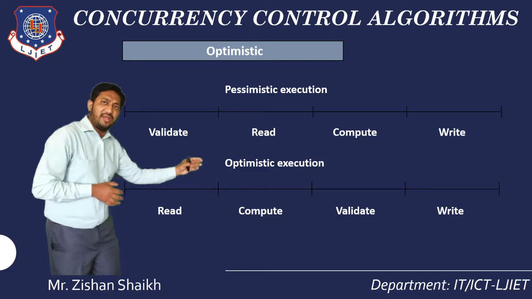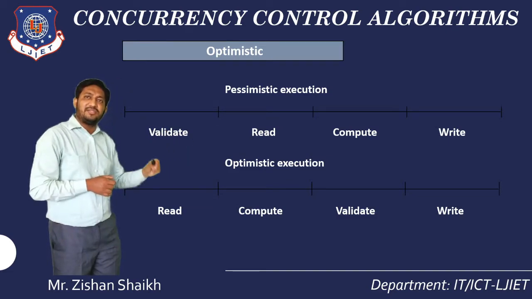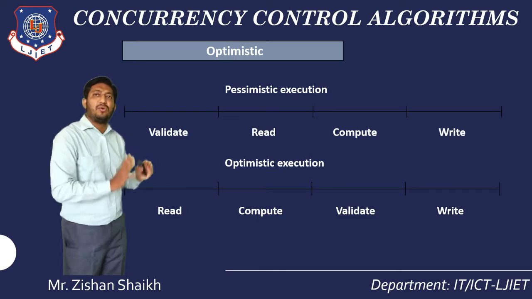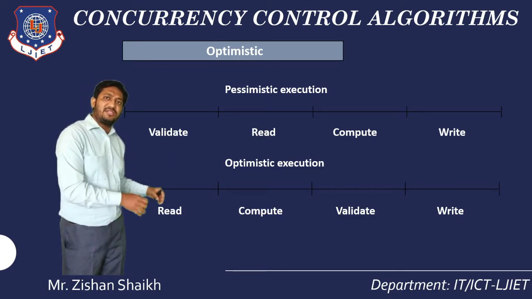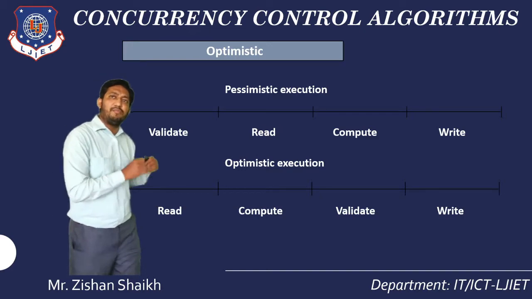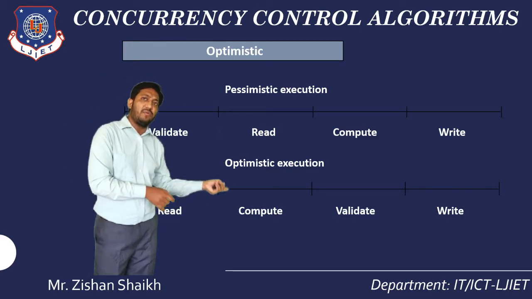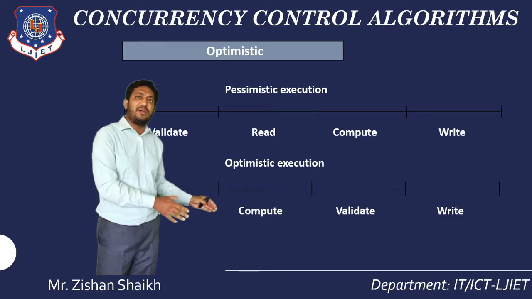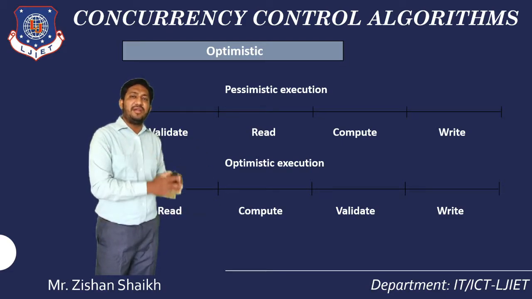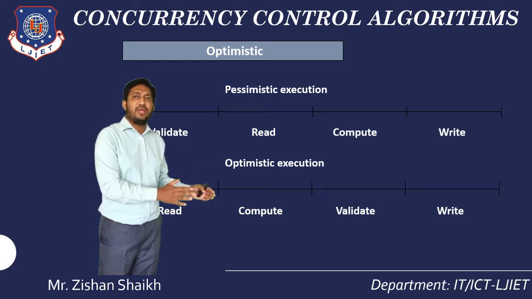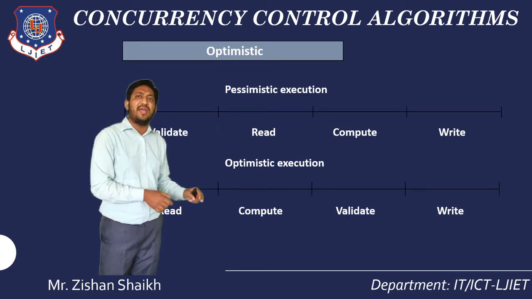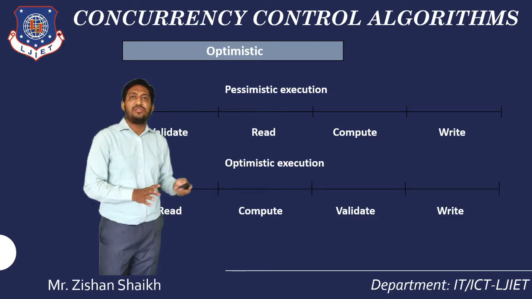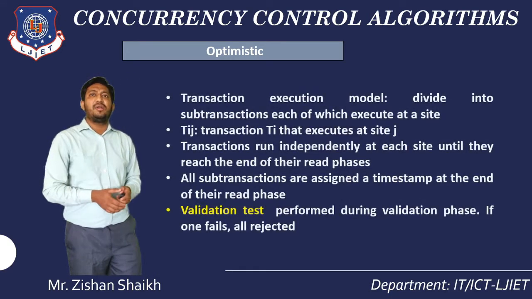Again, to clarify, in optimistic, when the transaction is trying to execute, it is not forcefully told no here. First, our transaction reads the data and computes its operation. Then afterwards, our algorithm checks whether, due to this operation, any concurrency integrity is being violated or not. If the condition is violated, then it is rejected. If not violated, then it is accepted. So this is the basic idea of the optimistic algorithm.